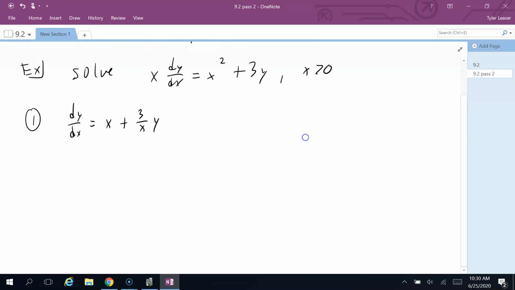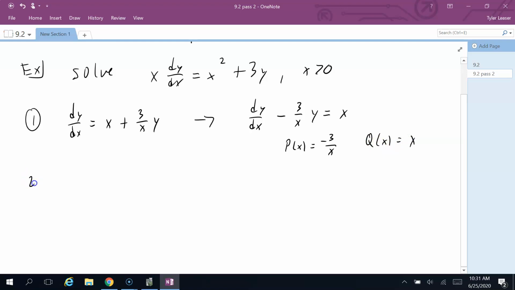It's still not quite in standard form, because in standard form you have the derivative on the left-hand side, and then you also have the term with the y on the left-hand side. So we're going to subtract that over. Okay, now we're in standard form. The p of x, you don't usually have to write this down, but I'll do it for this example. The p of x is the coefficient, as a function of x, on y. That's going to be that negative 3 over x. The q of x is that right-hand side as a function of x, which is just x.